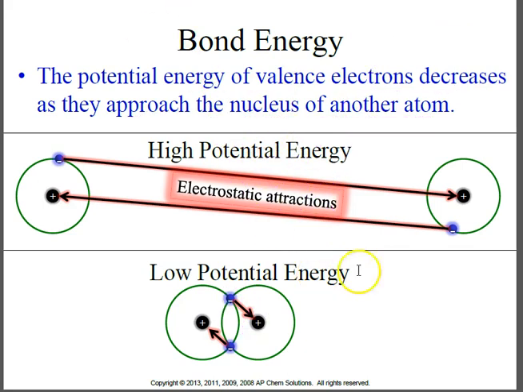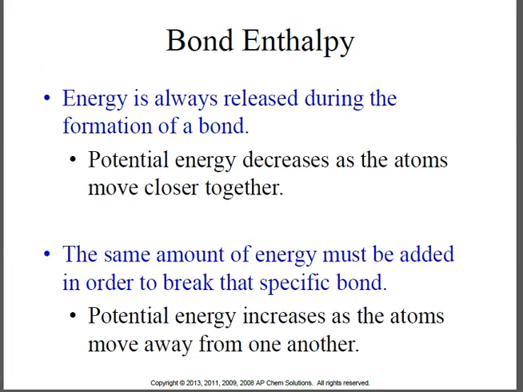So bond energy or bond enthalpy is the energy that is released during the formation of a bond, because that potential energy is getting lower as they come closer together. However, that same amount of energy would be needed if we wanted to break that bond apart. So bond enthalpy or bond energy is the energy released when the bond is formed or the energy required when the bond is broken. So because it's released when it's formed, that's going to be a negative sign for our enthalpy. But if we're breaking the bond, that's going to be a positive sign because we've got to put energy in to do that.